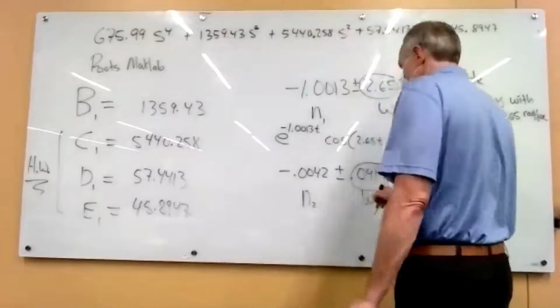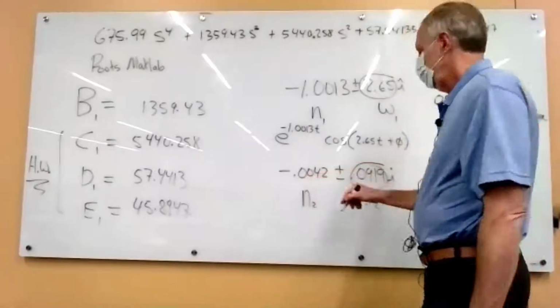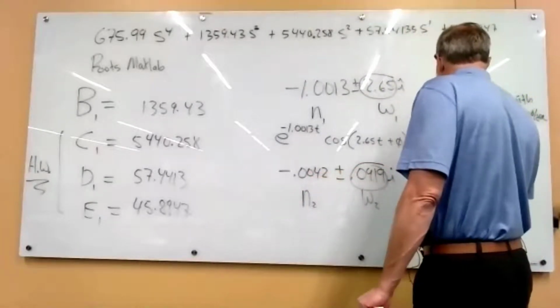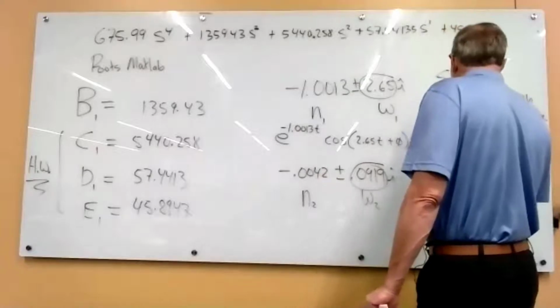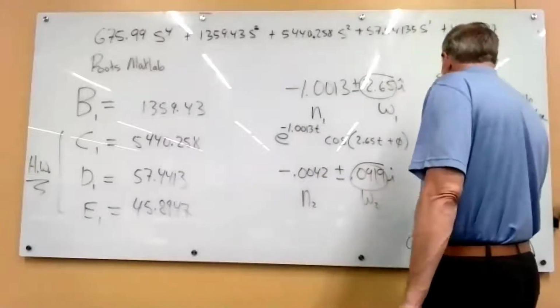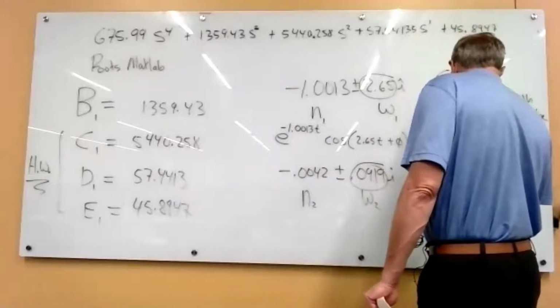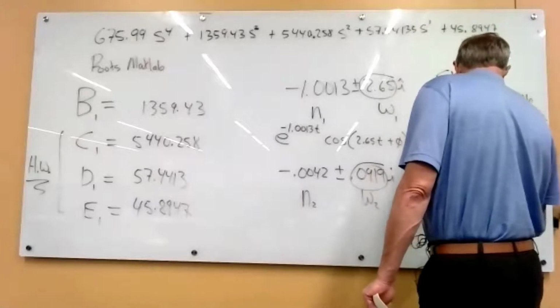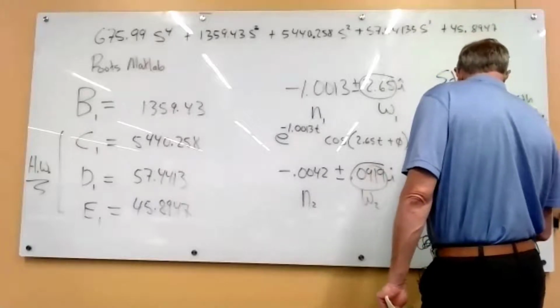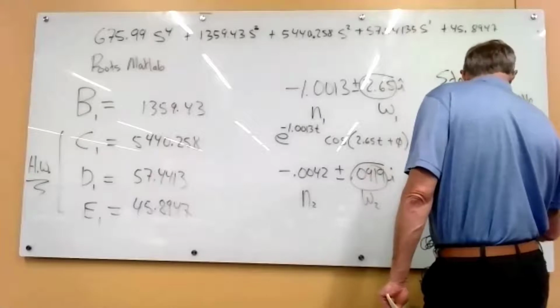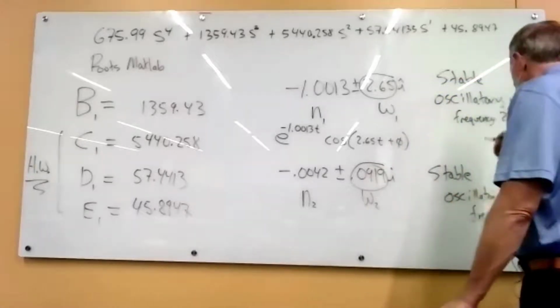How about this one? We look at that, we go negative real part, stable, imaginary part, oscillatory, frequency is 0.0919.